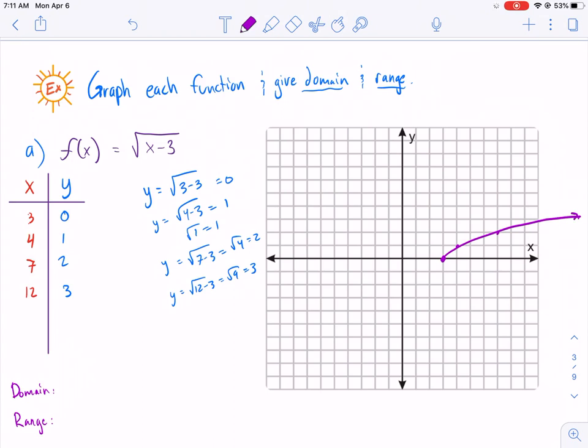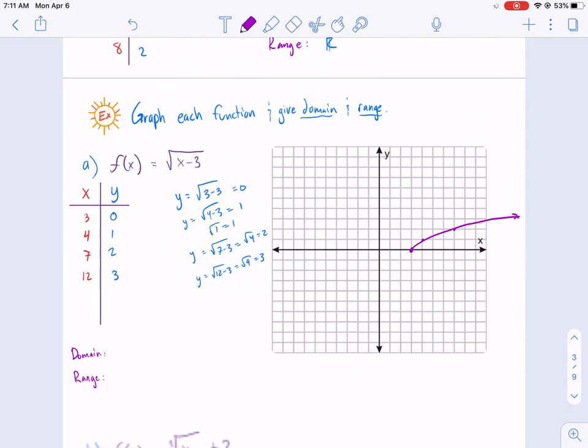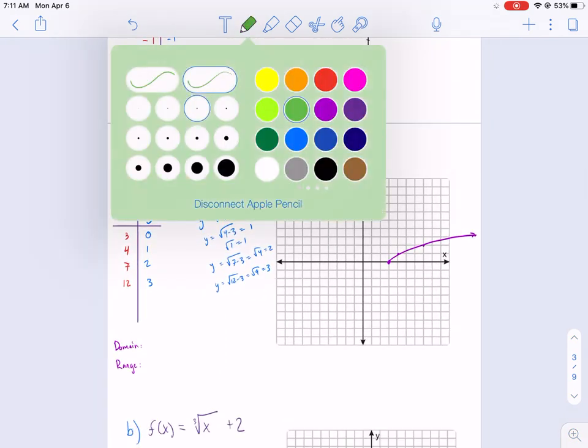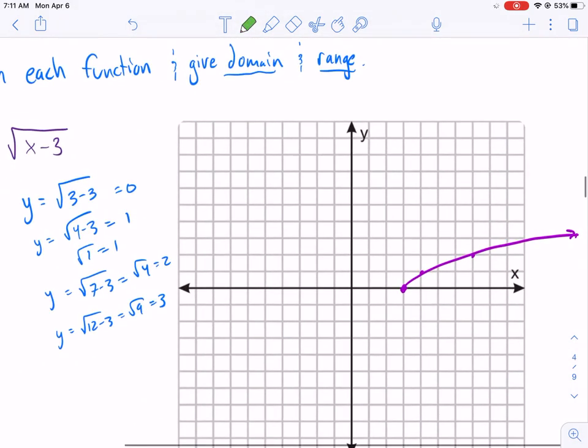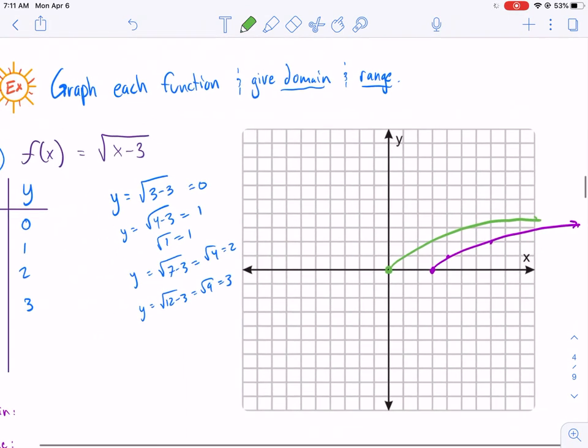Okay. Now, how do you know what's the difference between this and the original square root function? If you remember the square root function, it looked like this. So I hope you guys notice that this is just a shift 3 to the right. That's what this indicates here. This is a shift 3 to the right.